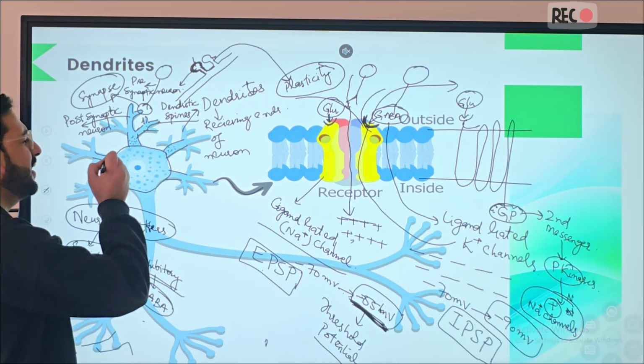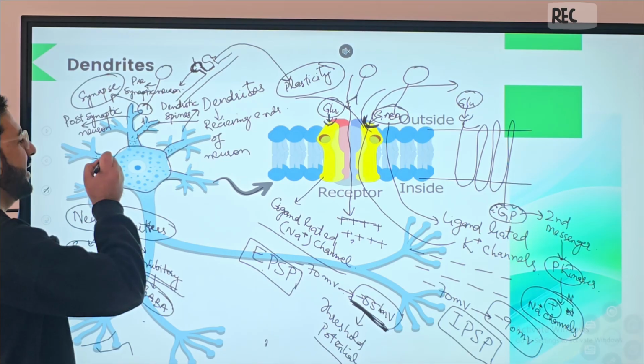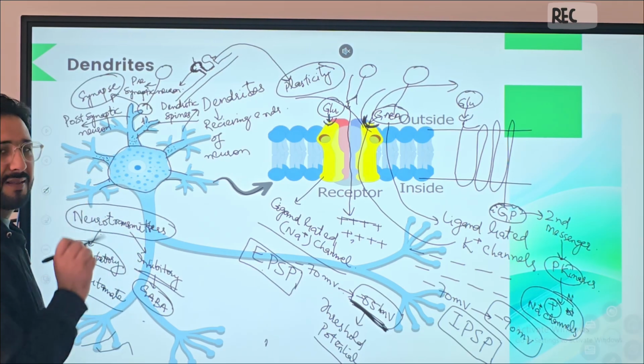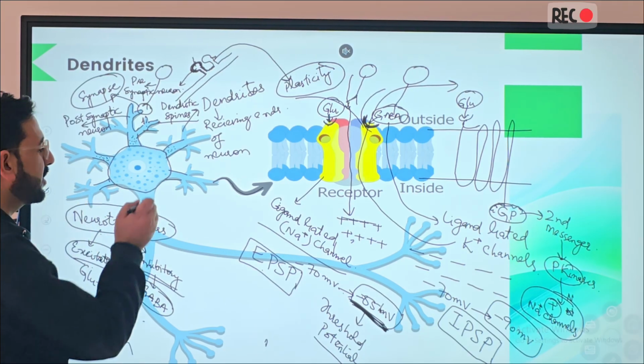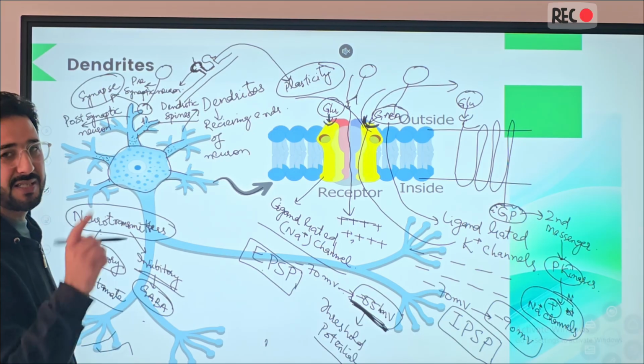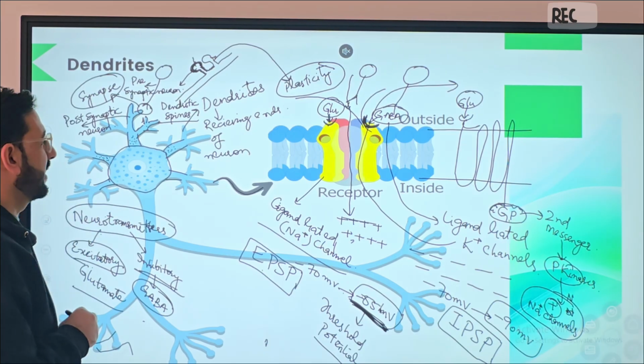This is a very important difference between the dendrite and the axon. The dendrites can contain these Nissl's granules, but the axons will not contain the Nissl's granules that we have talked about in the cell body.